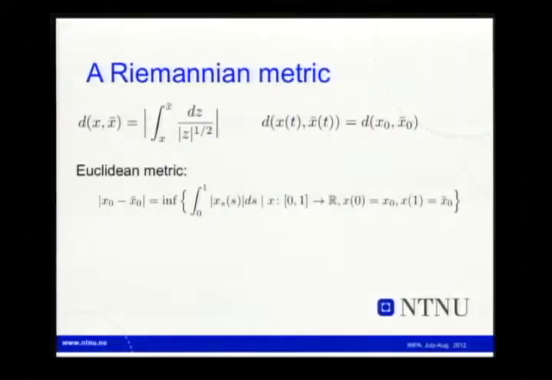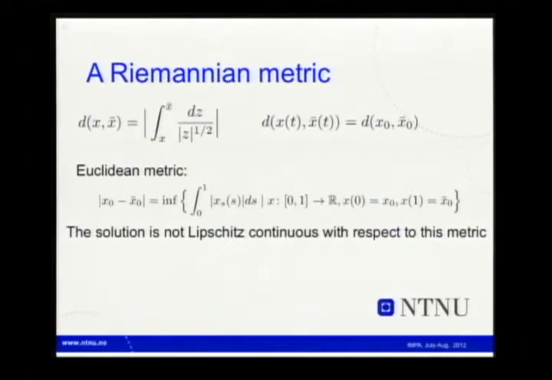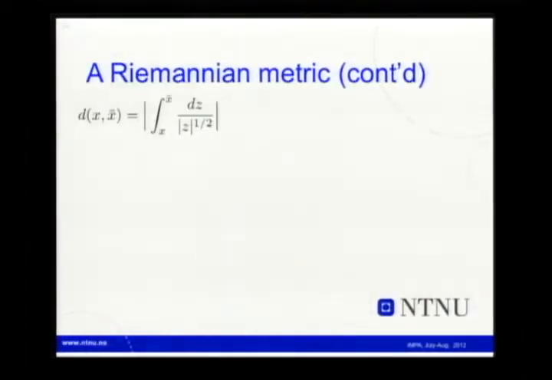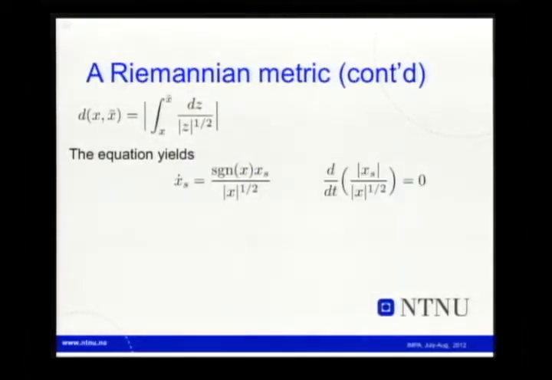So if you look at the Euclidean metric, the distance between two points like this, we can consider this as the infimum of all paths connecting x0 and x0 bar, with all smooth paths connecting the two. That would be the infimum. But, as I said many times now, the solution is not Lipschitz with respect to this metric. So if we study the equation a little bit more, we can take another time derivative here with the dot. We see that the equation has this form, which we can rewrite using the equation as this one.